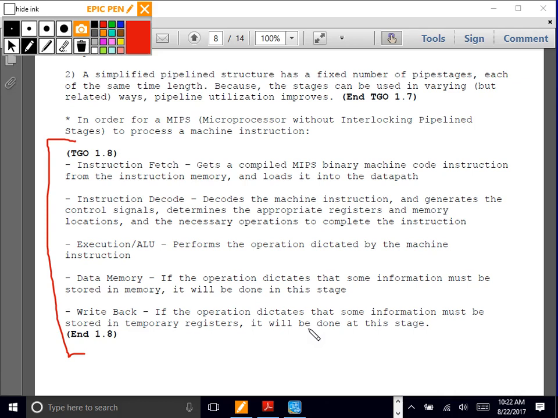Data memory. If the operation dictates that some information must be stored in memory, it will be done at this stage. That's where load and store operations come in, right? So load and store operation. If I need to store some values back in non-volatile memory, or if I'm doing a whole new program, let's say we've done the addition, I've done the results, I go back here, I store my results in non-volatile memory, in the phone. Then because the user said, I don't want to use the calculator anymore, I need to use Snapchat.